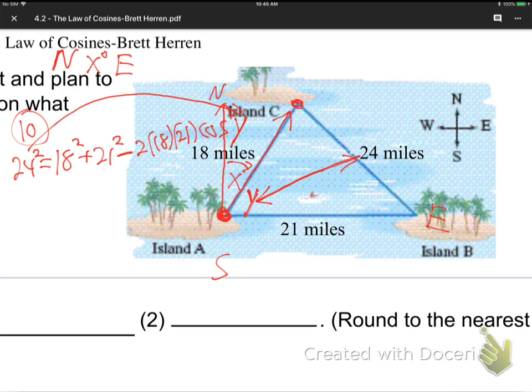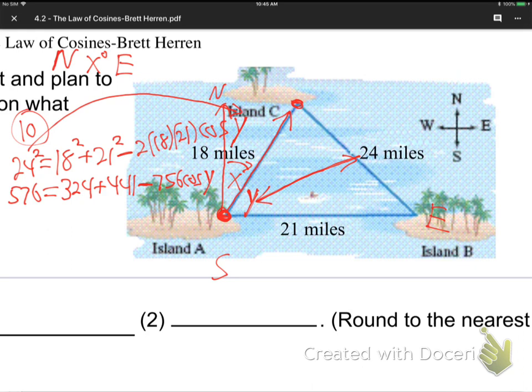24 squared, I'm getting 576. 18 squared is 324, 21 squared is 441, minus 2 times 18 times 21, 756, cosine of y. Is this making sense so far? So I'm doing law of cosines. Law of cosines, it's always about a side and the angle across from it. Kind of like law of sines.